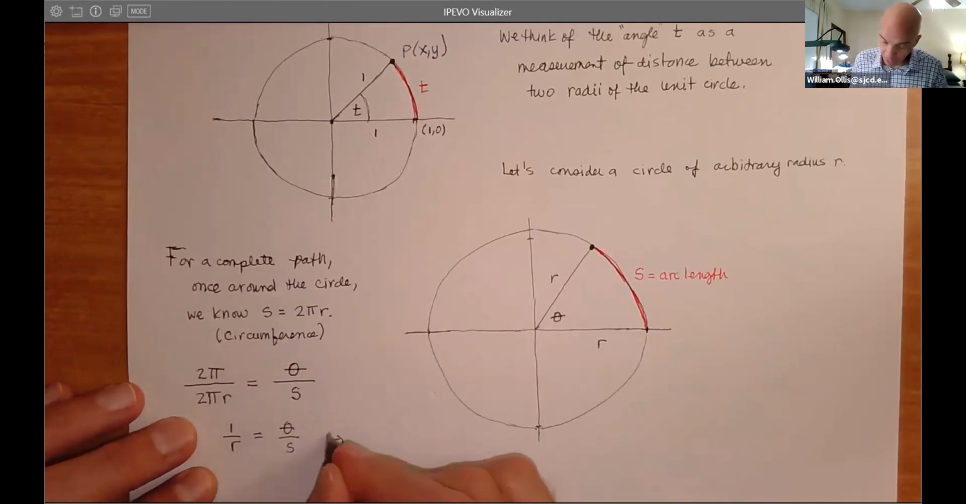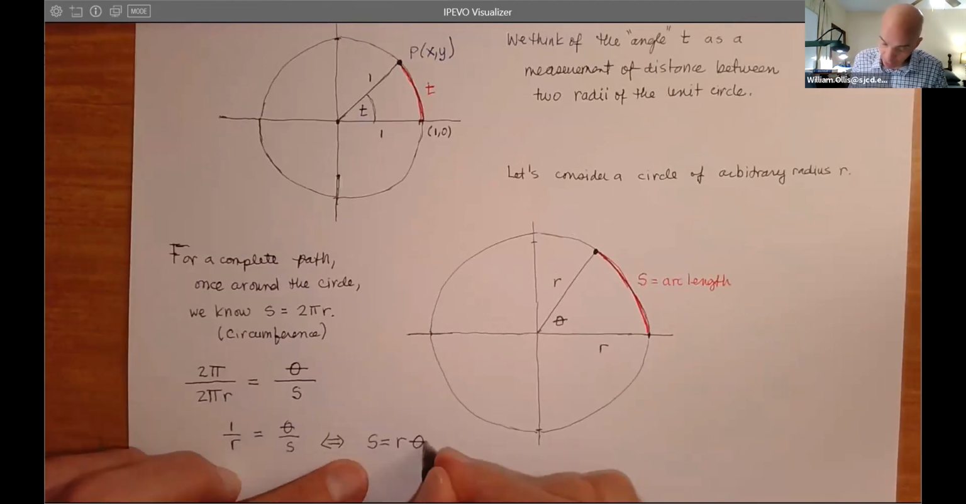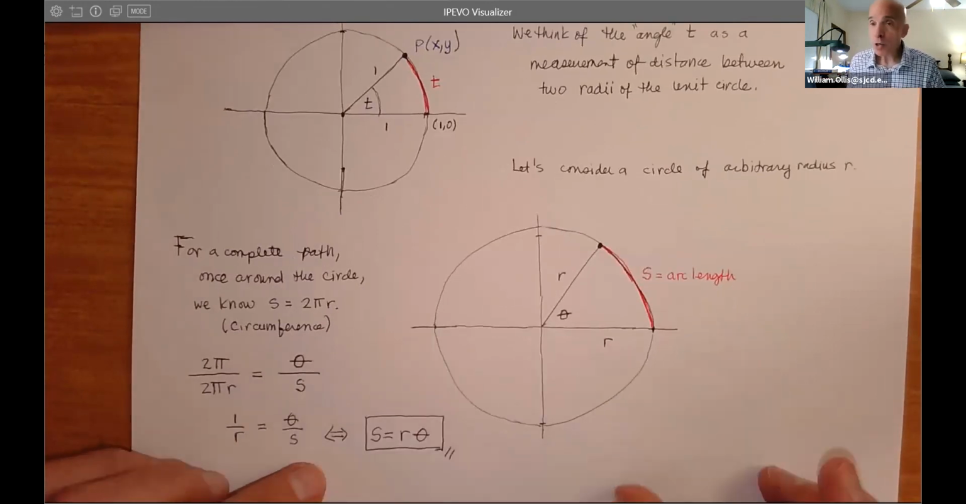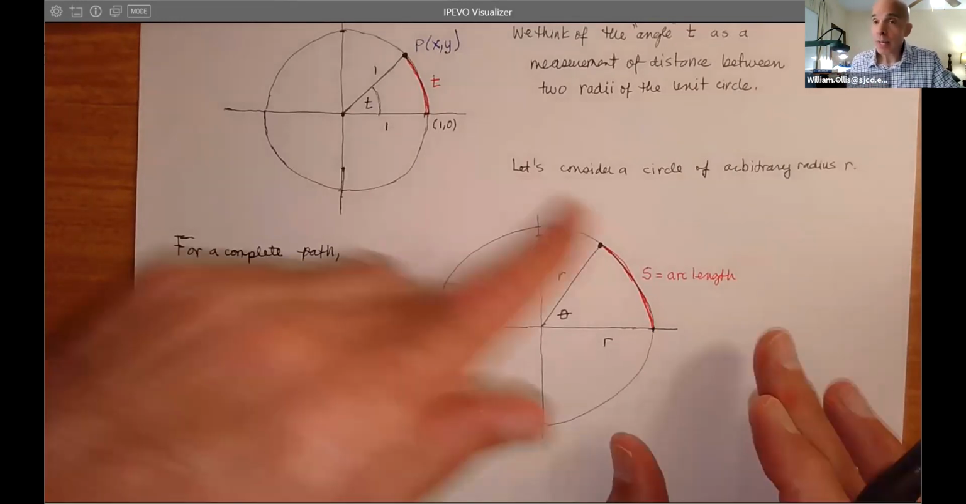And then just cross multiply: S equals r theta. So now we see that there is a way to actually describe arc length for arbitrary circles if we define angular measure in the abstract sense, just like we did before. So for instance, this might be pi over 6 or pi over 4 or whatever. But here's the upshot: now we have a way of defining length on the circle, even if we're not on the unit circle.